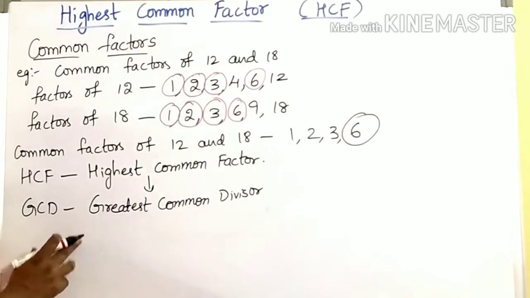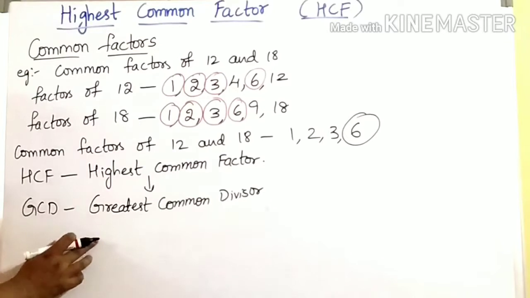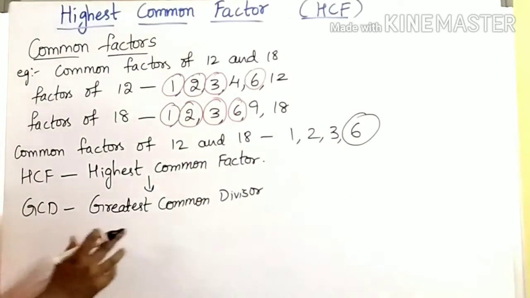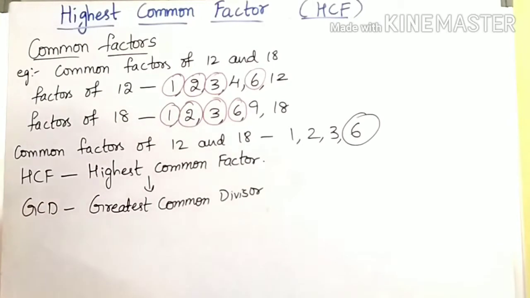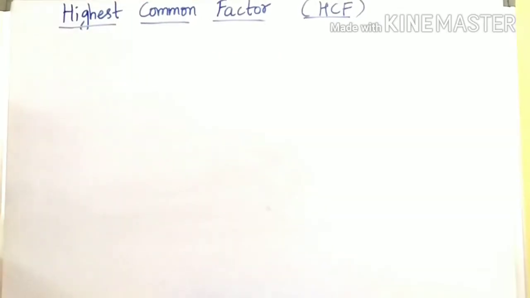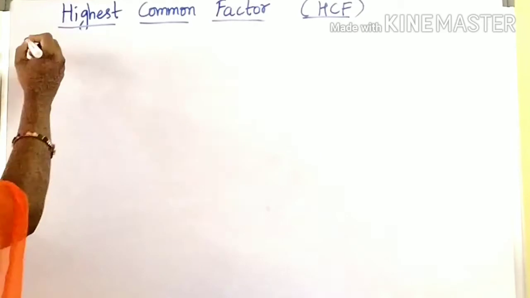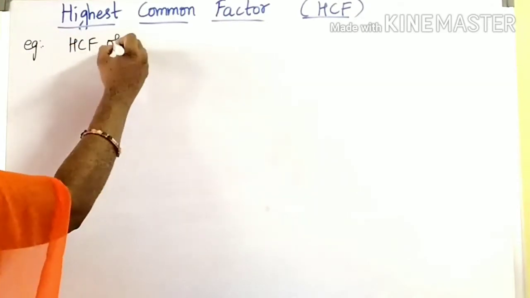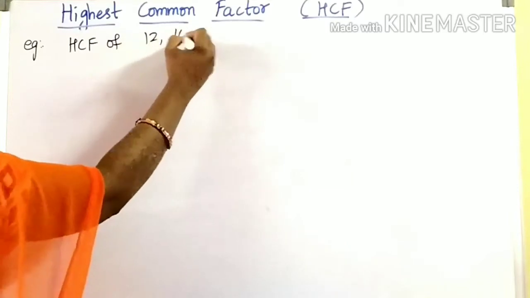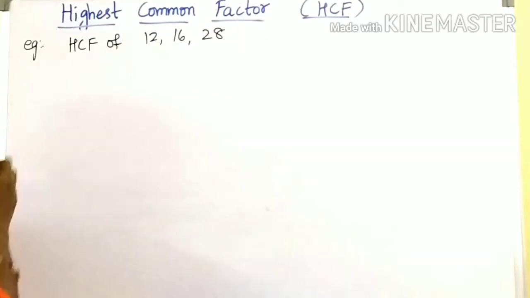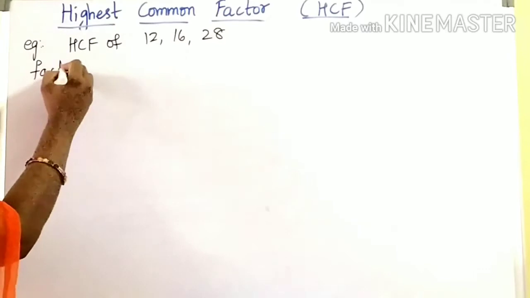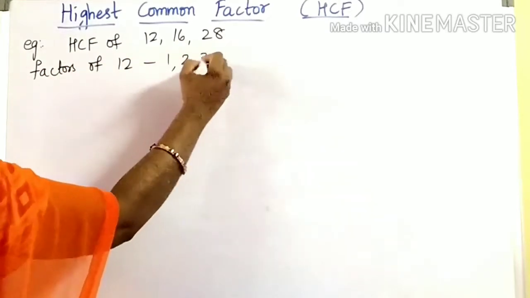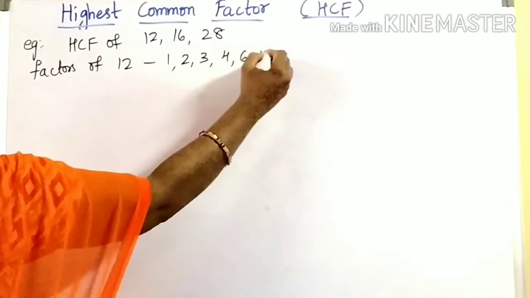So the greatest number which divides each of 2 or more numbers is called the HCF or the highest common factor. Now I will take one more example. Here I am going to take an example of HCF of 3 numbers: HCF of 12, 16 and 28. Now first we have to find the factors. Factors of 12: 1, 2, 3, 4, 6 and 12.